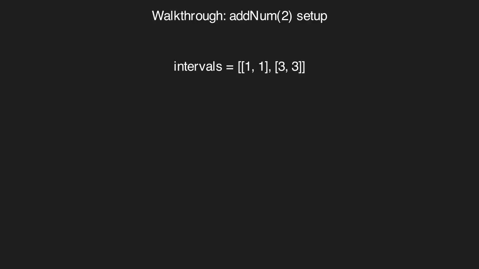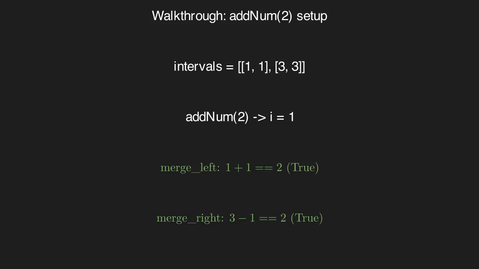Now, the critical operation, addNumber(2). 2 is added to the set. Bisect for [2, 2] in [[1, 1], [3, 3]] yields index i equals 1. We check merge_left: the left interval ends at 1, and 1 plus 1 exactly equals 2. True. We check merge_right: the right interval starts at 3, and 3 minus 1 exactly equals 2. True. Both conditions are met.